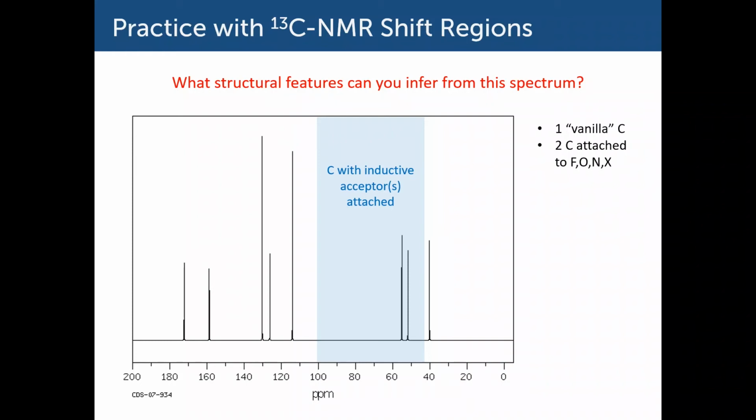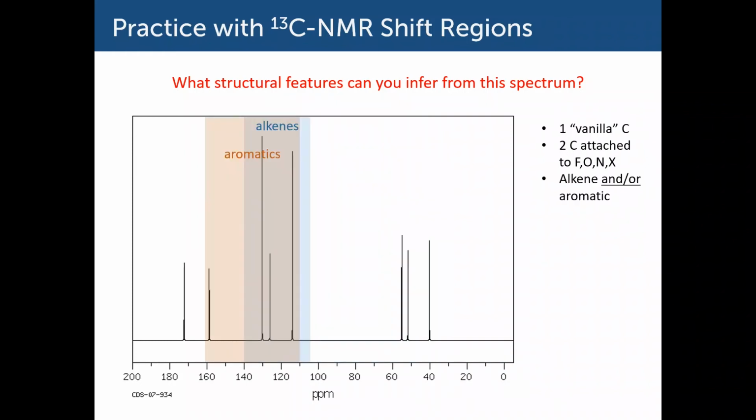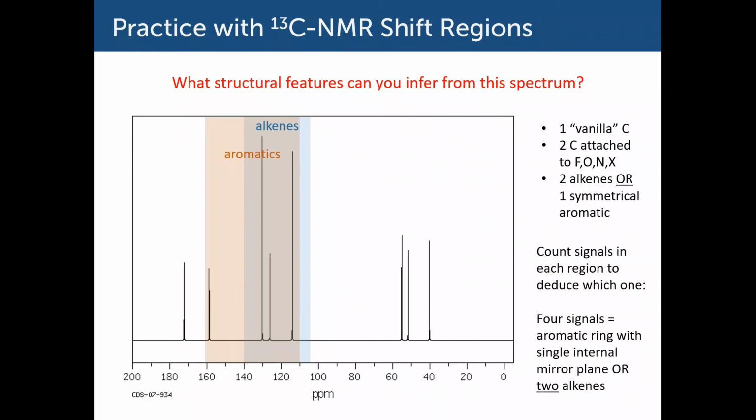So moving up into our alkene and our aromatic region, we can see we have a few different signals here. I'm counting 4. And I'm showing you the overlap for the alkene and the aromatic region. You can see it's pretty substantial. So right now, all we could say is that we either have alkenes and or aromatic rings. We don't know which one yet. But we can actually do a little bit of inference here. We can count the number of signals within this combined region of about 160 to about 110 ppm.